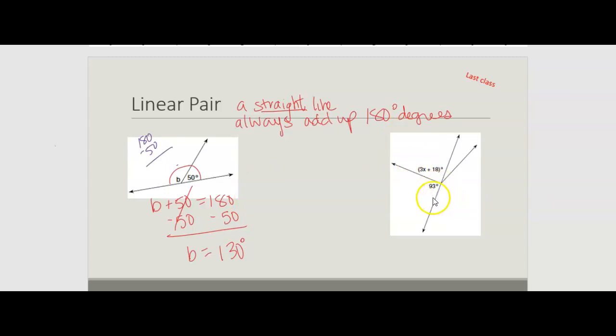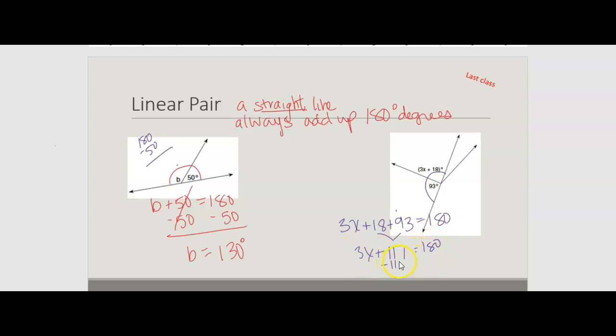Here's another pair of angles on a straight line. Now this one, we have a little more complicated expression, so we might want to write it out. 3x plus 18 plus 93 equals 180. So we're going to solve for x. So first, let's combine like terms. 93 plus 18, 111. I did that in my head, sort of. 8 plus 3 is 11. 9 plus 1 plus 1. There we go.